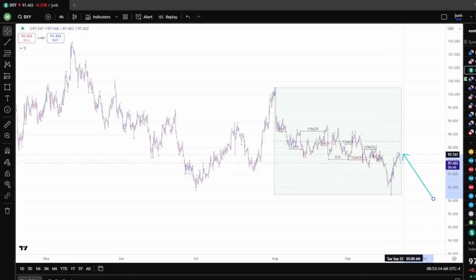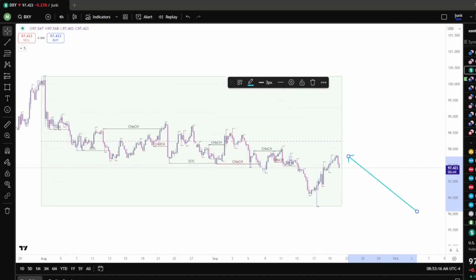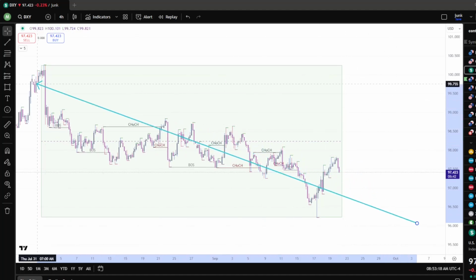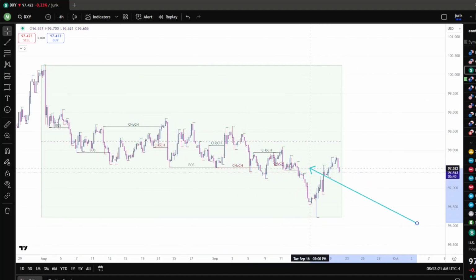buyers push higher. But overall, only looking for any type of selling opportunity, as the dollar index has been bearish, and overall swing structure bearish. And this could be a temporary push, temporary retracement, but only looking for any type of selling opportunity to target the lows of the overall range.